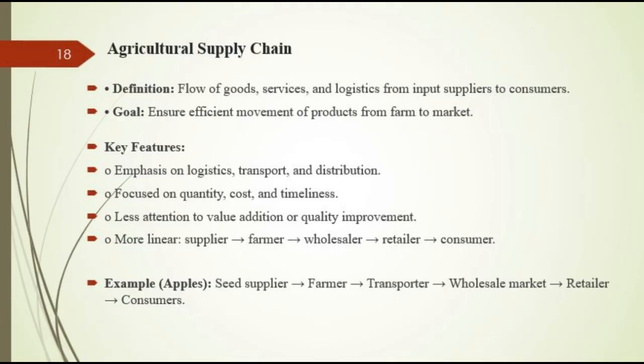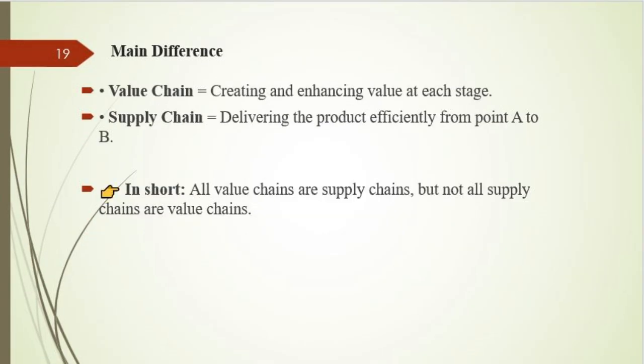4. Linear process. The product moves in a straight sequence. Supplier, farmer, wholesaler, retailer, consumer. Each participant passes the product to the next. Apple example: seed supplier, farmer, transporter, wholesale market, retailer, consumer. Notice that this example focuses mainly on moving apples, not transforming them into another product. Main difference: this slide compares the two concepts.